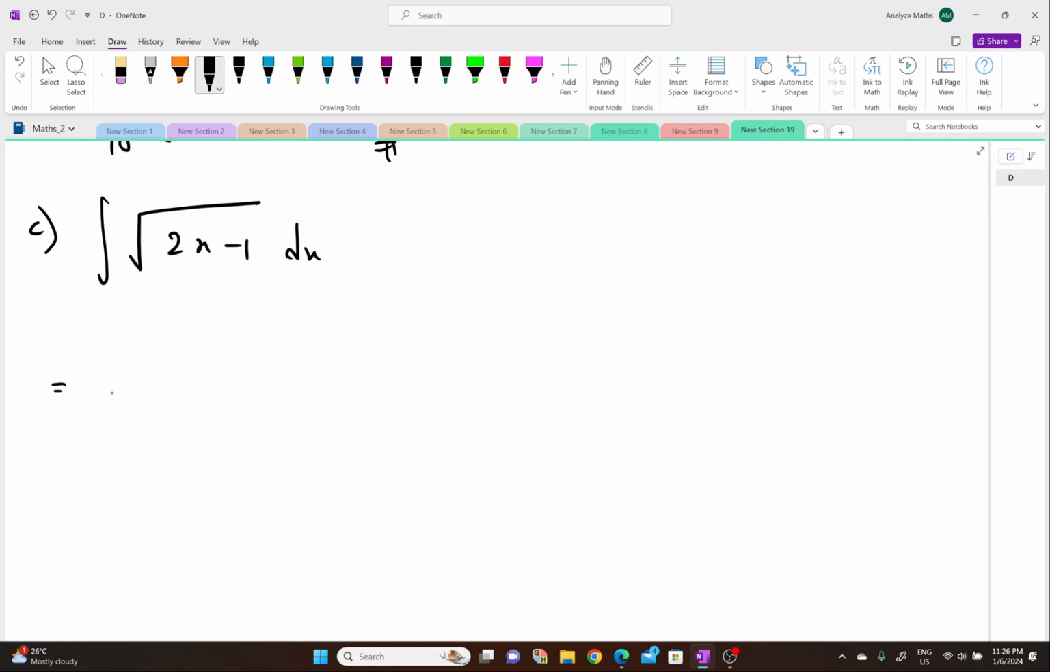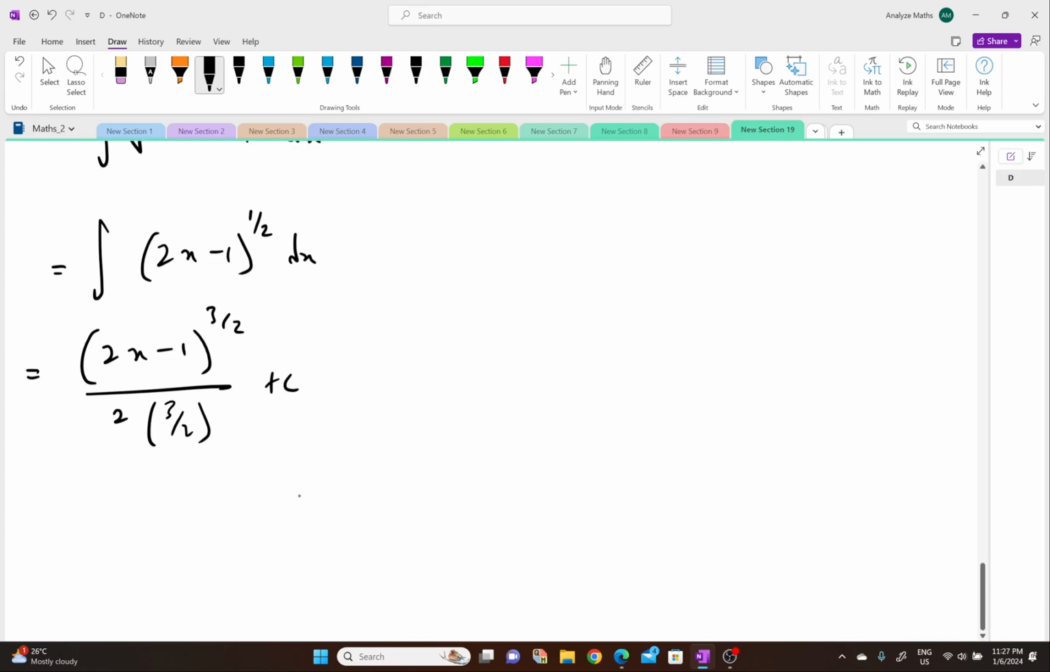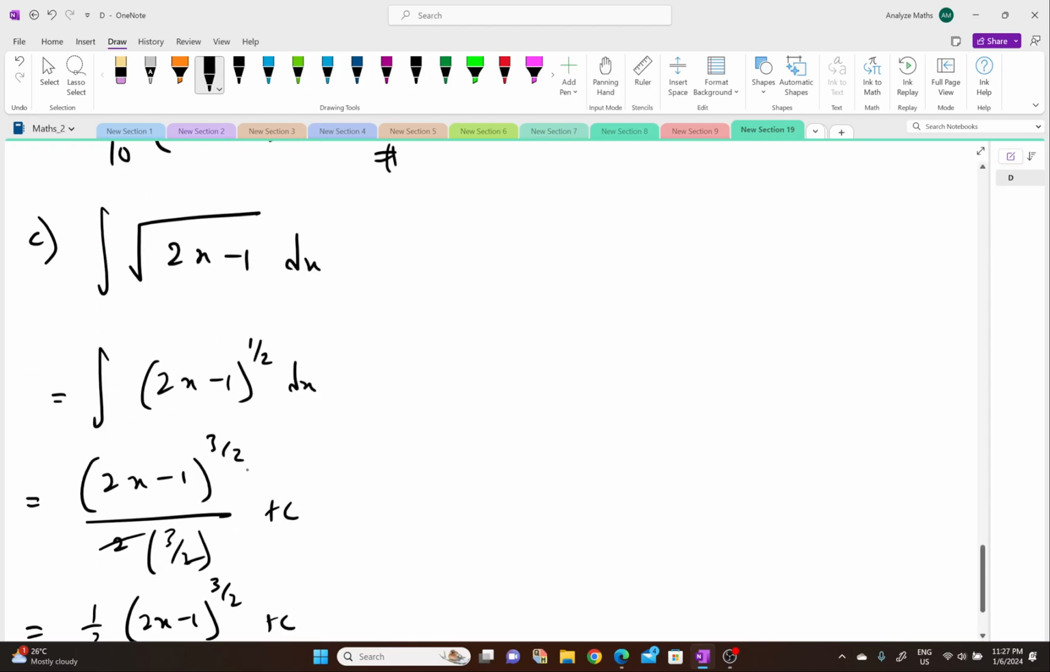You want to do this square root. You can write it as power 1 over 2. Now you can apply the formula. That is the answer for C.